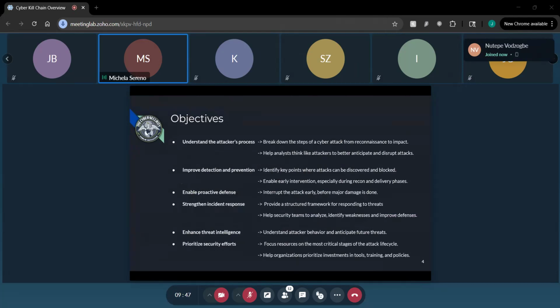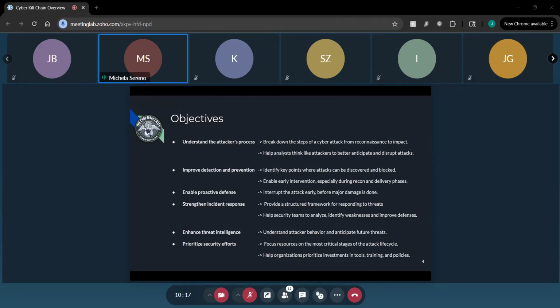There are several objectives that explain why the model is so valuable. First, it helps understand the attacker's process, encouraging analysts to think like attackers in order to better anticipate them. It improves detection and prevention, especially during the early phases like reconnaissance and delivery. It enables proactive defense, so by stopping an attack before major damage is done.